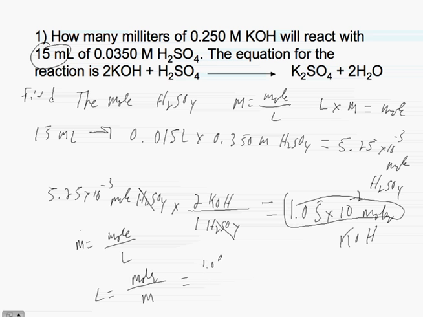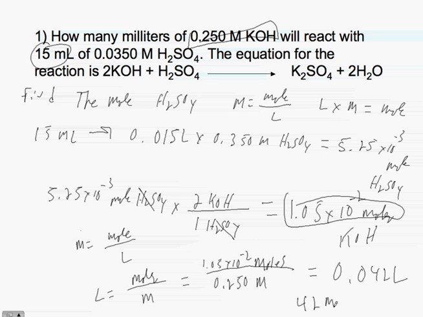My moles is 1.05 times 10 to the minus 2 moles. And I know my molarity: it's 0.250 moles per liter. When I do this, my answer is 0.042 liters, which if we convert to milliliters, we get 42 milliliters.